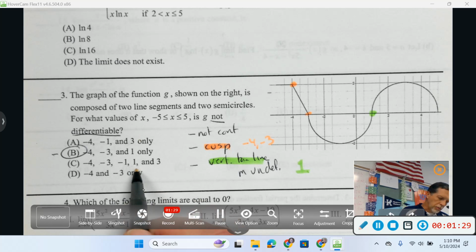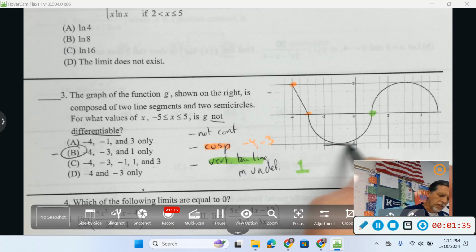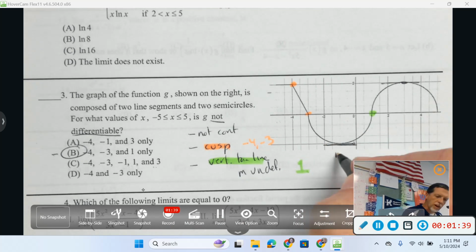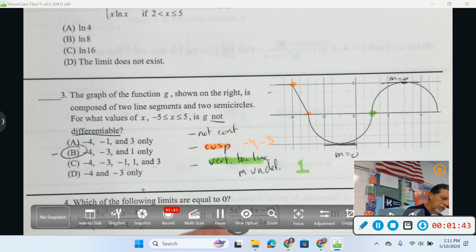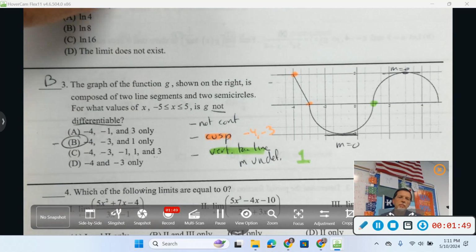The only other options are negative 1 and 3, so maybe I should check those. Oh, at negative 1 there's a horizontal tangent line, and at 3, there's a horizontal tangent line. But that's okay, that slope is 0, not undefined. So we're okay with those spots. So cusps and vertical tangent lines don't have derivatives.